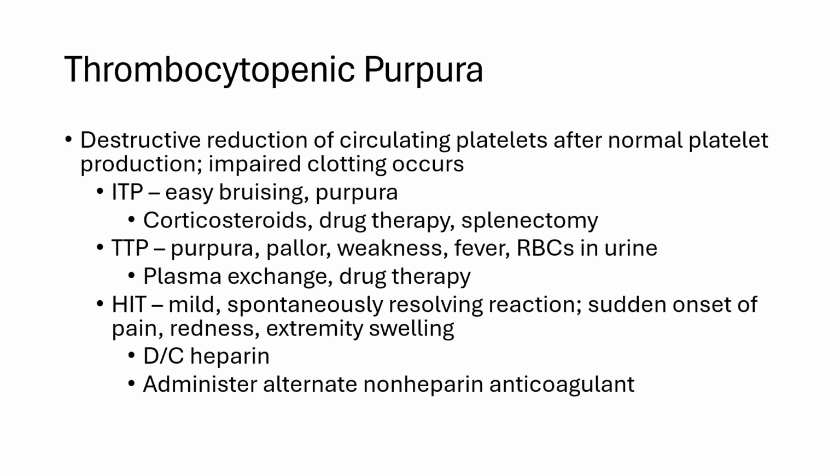Labs: CBC, and typing and crossmatch for possible blood transfusion. Signs and symptoms: pallor, weakness. Patient can have fever, can have that purpura in different areas of the body. There can be red blood cells in the urine. And so the treatment is immunosuppressants, maybe some antiplatelets to kind of decrease the platelets clumping together. Some of those antiplatelet medications include aspirin and clopidogrel. Also, treatment can be plasma exchange.